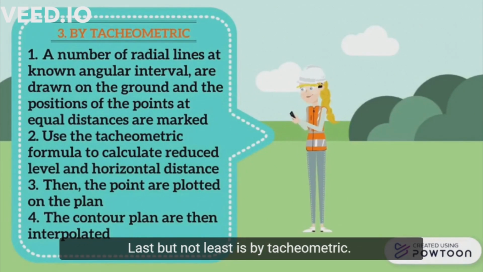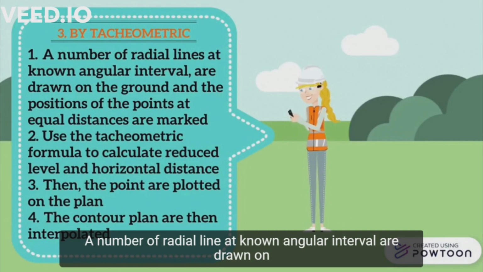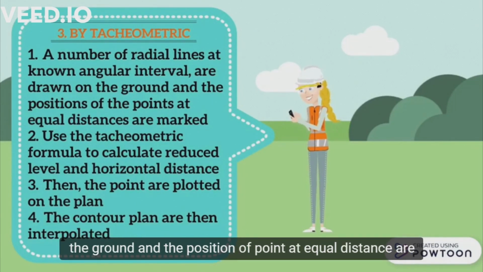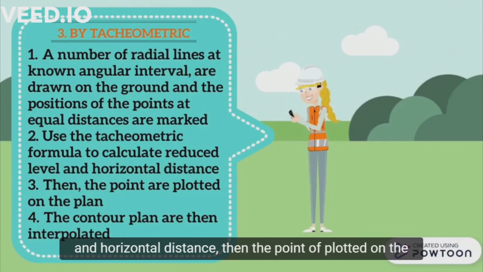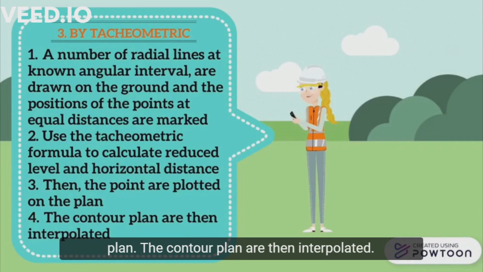Last but not least is by tachymetric. A number of radial lines at angular intervals are drawn on the ground and the positions of points at equal distances are marked. Use the tachymetric formula to calculate reduced level and horizontal distance. Then the points are plotted on the plan. The contour plan is then interpolated.